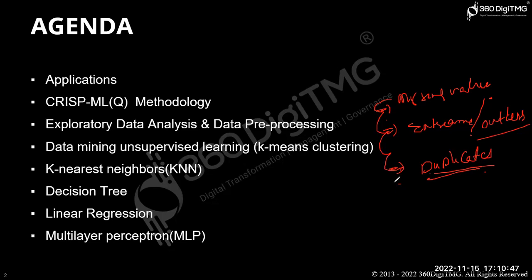So when you have anomalies in your data, you can't directly feed the data into the machine learning model. It won't be able to accept that particular data. So what we have to do is clean the data. That is what we will be calling data pre-processing.